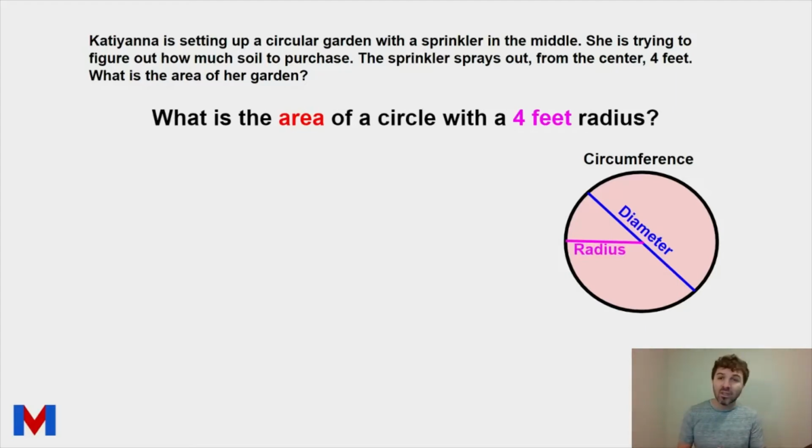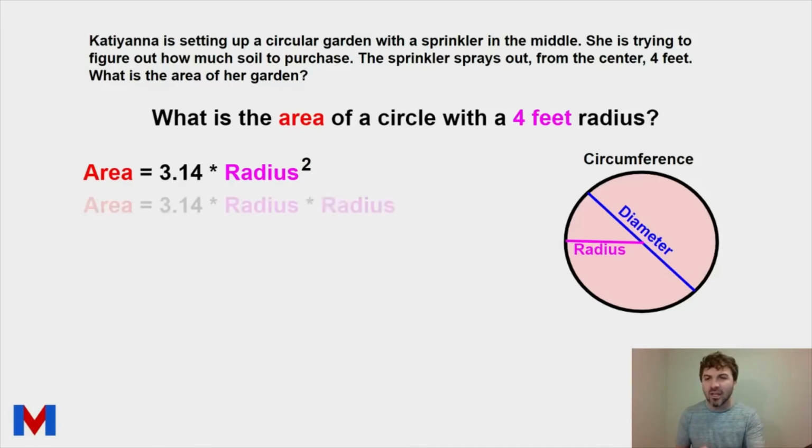Okay? So, area. We have a formula for this, and it's pi times radius squared, or in place of pi, we usually round that to 3.14 because it's a really big long number that just gets kind of crazy. So, 3.14 times radius squared. And if you're not sure what squared means, it's really 3.14 times radius, okay?